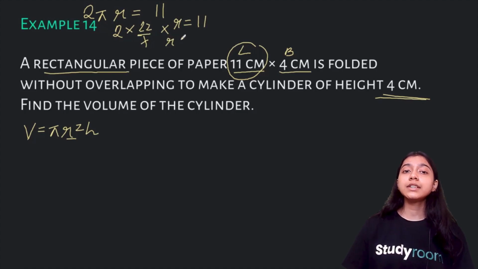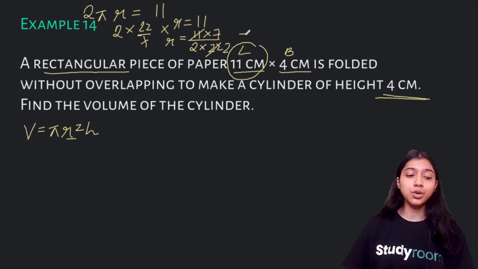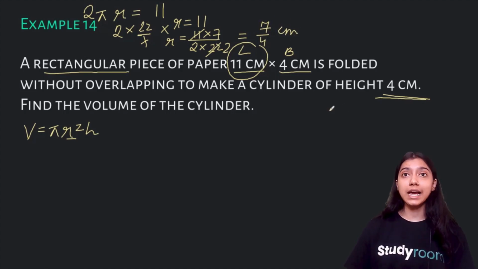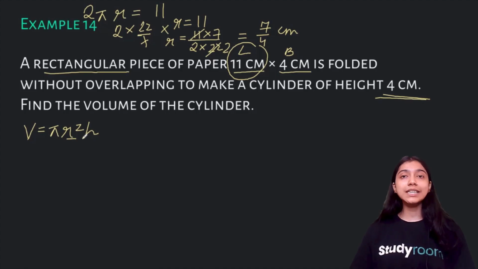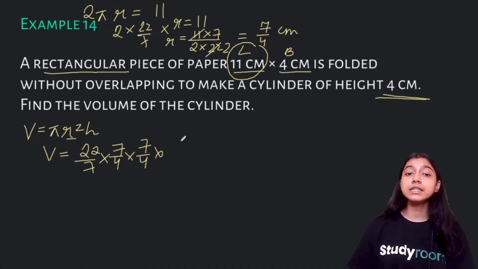So from here we have 2 pi, which can be taken as 22 by 7, multiplied with r is equal to 11. So from here we get r is equal to 11 multiplied with 7 divided by 2 multiplied with 22. So this gives us 11 ones, 11 twos, 22. So ultimately we have radius is equal to 7 by 4 centimeters. Now we will put the value of radius and height in this formula of volume to ultimately get the volume of the cylinder. So the volume of the cylinder is pi, that is 22 by 7. Radius is 7 by 4, but we have to take the square of the radius, that means 7 by 4 multiplied with 7 by 4, and the height of the cylinder is 4.